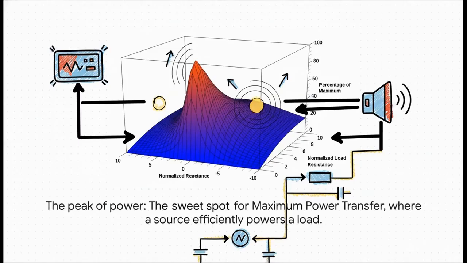And check this out. This awesome 3D plot shows you that concept of matching perfectly. That massive peak right in the middle, that's the sweet spot. That's where the impedance of the load, like a speaker, perfectly matches the source, like an amp. And when that happens, you get maximum power transfer. You get the most bang for your buck, the most energy sent where you want it to go.